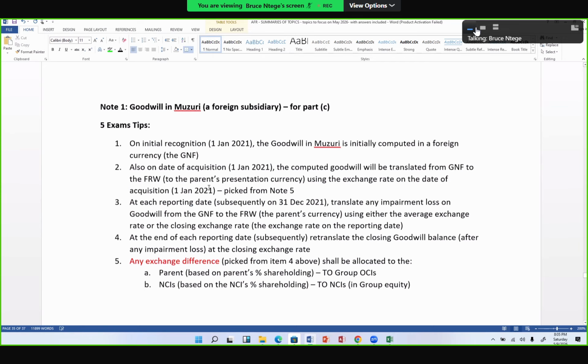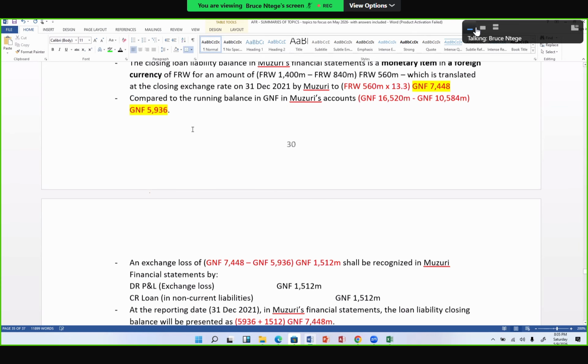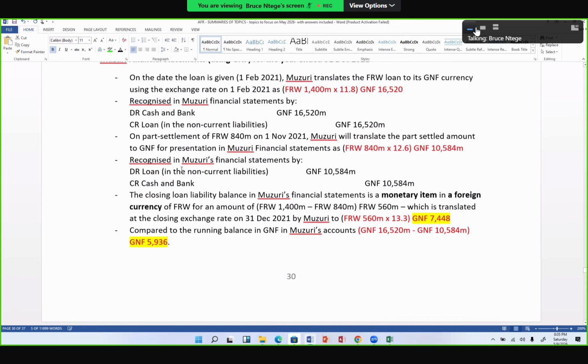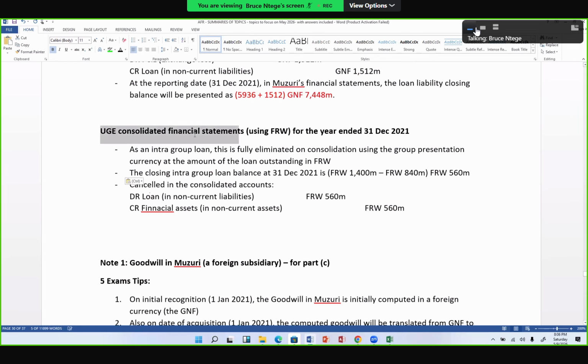Part A2 is about the loan from the parent to Missouri. We say that in the consolidated retained earnings there, which is what I'm now preparing, I need to run this adjustment here. I'm going to go to the loan account under non-current liabilities and debit 560, which is to say minus 560. I'll go to the financial asset in the non-current assets and reduce them by 560. Okay, so let's do that.